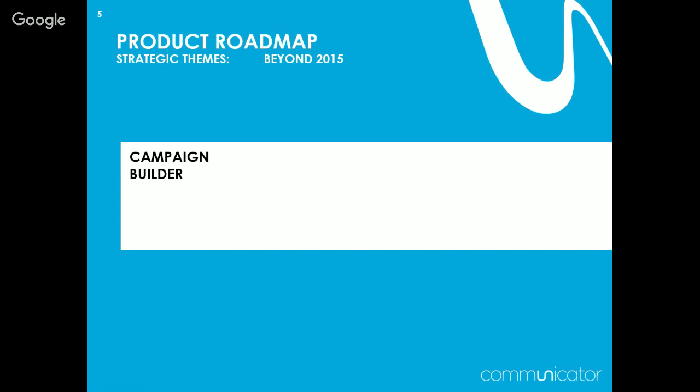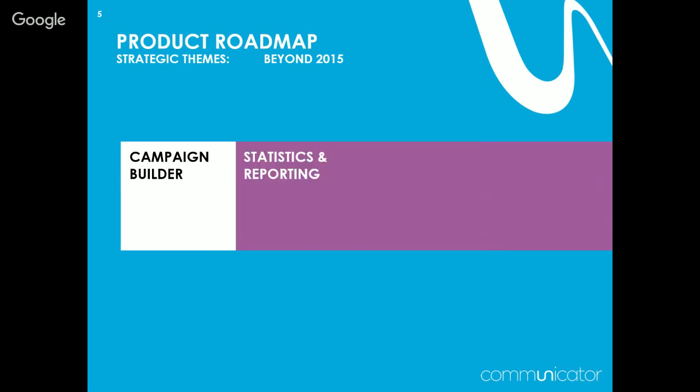So we're currently in the process of thinking about how we can completely reimagine that area of the platform. And then after that, we'll be looking at the statistics and reporting area of Communicator. You can currently get this information from 3 different areas of the platform. We'd like to bring that into one area to make it much easier for you guys to get the information that you want.